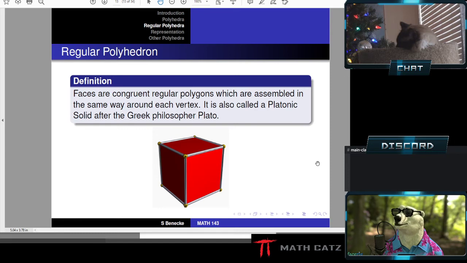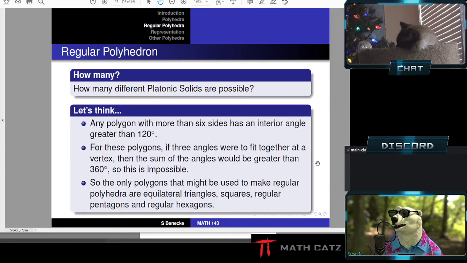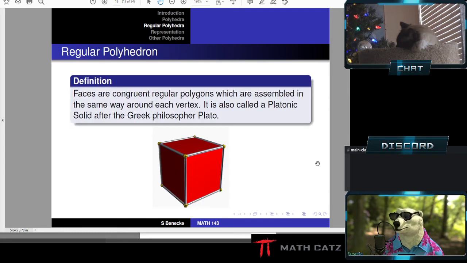The question becomes, how many are there? I won't show that slide because there's a lot of words, and we'll try and explore this first. The question that he had as well: how many of these regular polyhedra are possible?